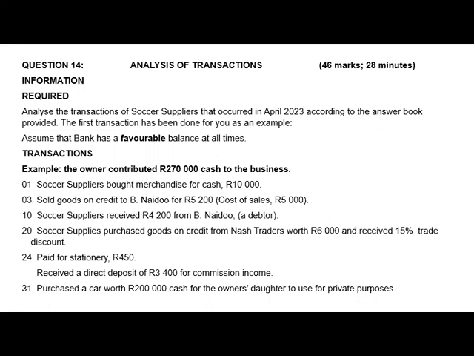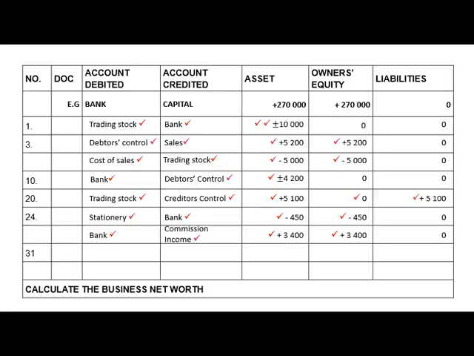On the 31st, it says that we purchased a car worth 200,000 for cash for the owner's daughter, and that is for private use. Two accounts will be affected there. Remember, guys, we don't sell cars. We didn't mention that we're selling anything, okay? So because we bought a car for the owner's daughter for personal use, that qualifies to be drawings. We will debit drawings and we'll credit bank because we're losing money.